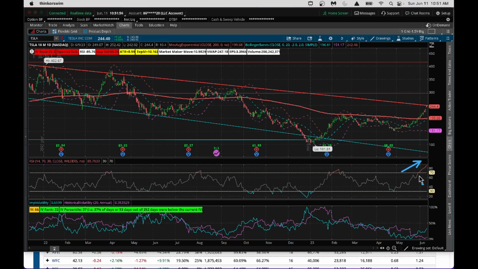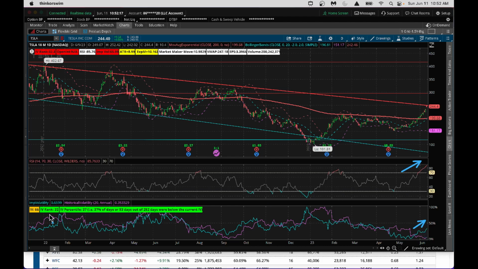Look, it's completely overbought above 70, so due for a pullback. And from a selling premium perspective, its implied volatility right now is above its historic volatility. The implied volatility is the blue line here, and historic volatility is the purple line. It's above its historic volatility.